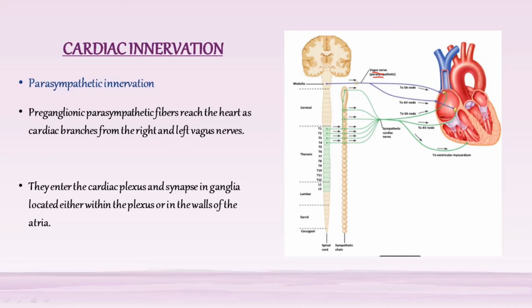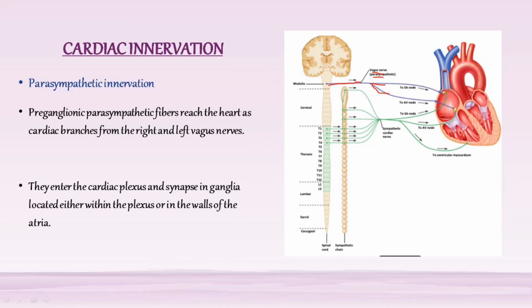This is the right vagus nerve, on the other side the left vagus nerve. So they are present on each side. Now these are the preganglionic fibers. This one is the preganglionic fibers, which reach the heart as cardiac branches from the vagus nerve. Or simply we can say that the preganglionic fibers reach the heart as the vagus nerve or as the cardiac branches of the right and left vagus nerve.